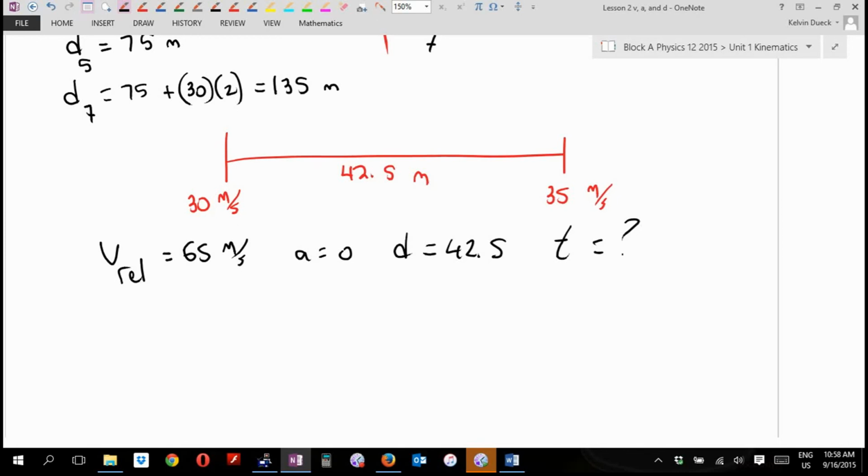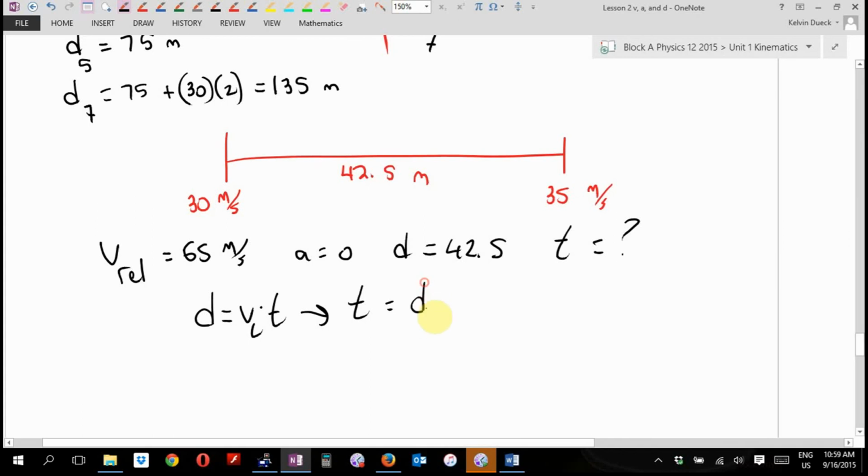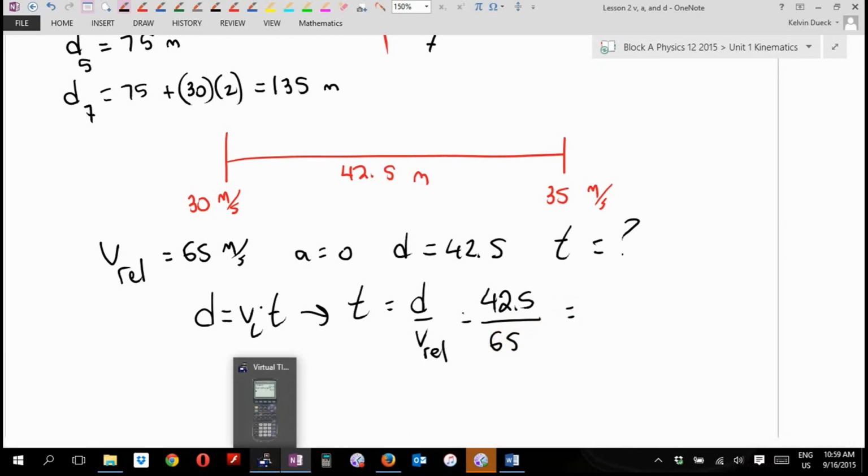Can I find time? Sure, I can use d equals v_i t plus a half a t squared, except it's just going to be d equals v_i t, the half a t, a is 0. It's just going to be the time after they reach their maximum speed, which is distance divided by the combined relative velocity. It's going to be 42.5 divided by 65 to each other. I'm pretending one car's standing still and the other one's coming in at 65.